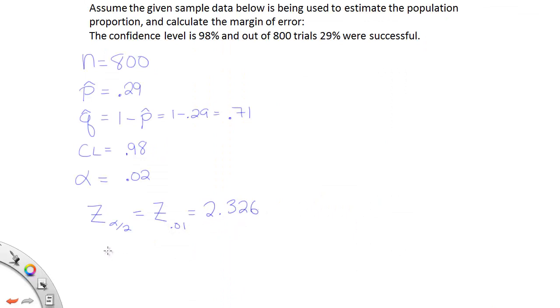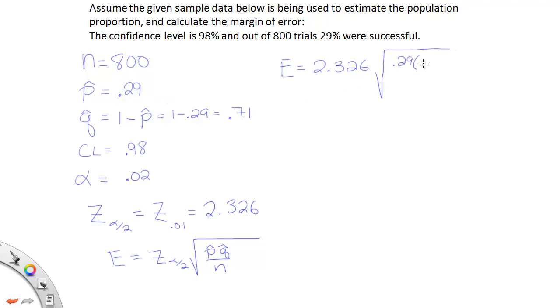Now we need to fill in the formula for the margin of error. That's simply going to be the formula E is equal to z alpha divided by 2 times the square root, which has p hat, q hat, divided by n underneath it. Okay, so let's continue that up here with the actual values. The z alpha divided by 2 is 2.326. Then we'll have the square root of our p hat, which is 0.29, times our q hat, which is 0.71. Then we will divide that by n, which is 800.